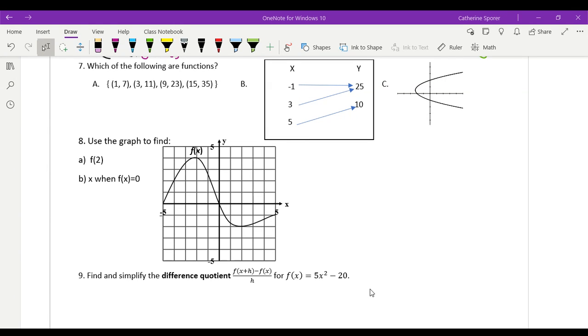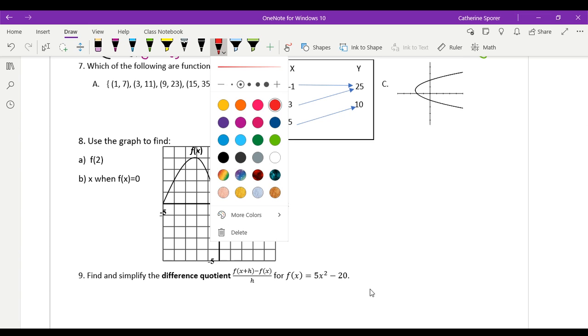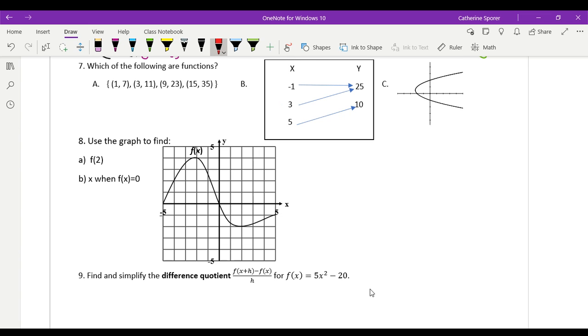Problem 7. To determine if certain representations are functions, we want to determine if they have repeated x values. So for it to be a function, each input can have only one output. So if one of the x values has multiple y values that go with it, that would make it not a function. So if we look at A, it's a set of points here.